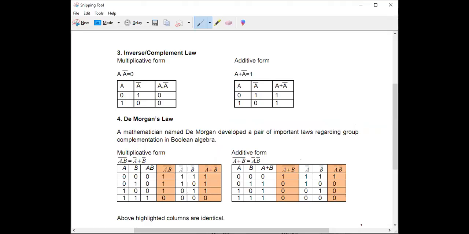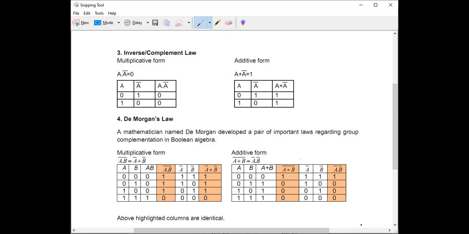Next one. There are two laws here: the inverse or complement law, that is a dot a dash equals 0, a plus a dash equals 1. Then De Morgan's law, a very important one. There are two forms, multiplicative form and additive form. A dot b dash equals a dash plus b dash, which I used earlier with universal gates. I will take it again and explain after finishing this part. So the additive form: a plus b dash equals a dash dot b dash.